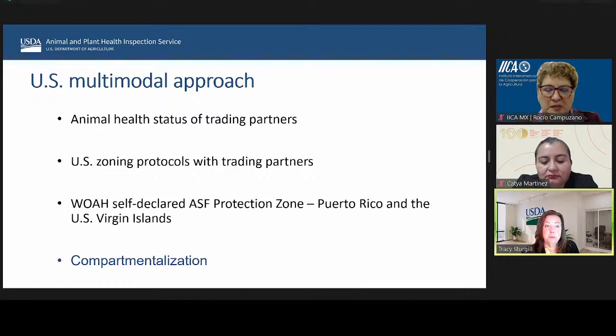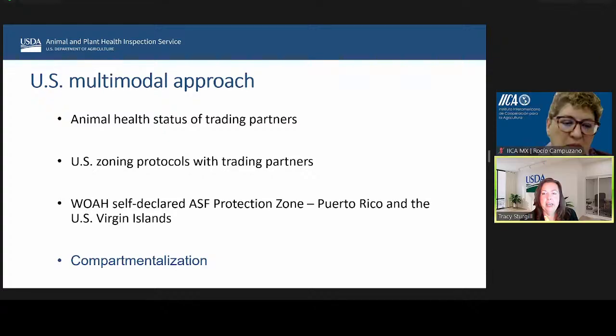Additionally, APHIS established the African Swine Fever Protection Zone in Puerto Rico and the U.S. Virgin Islands, as Dr. Cepeda had intimated, and I will talk more on that later today. And then finally, I will briefly discuss compartmentalization as another World Organization for Animal Health, or WOAH, tool, even though the United States is not currently applying it to African swine fever preparedness.